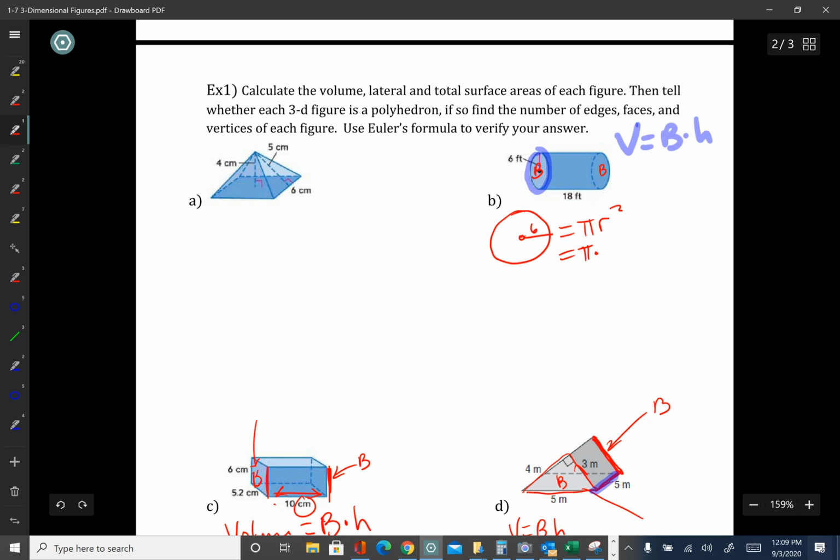So pi times 6 squared, right? The area of the base of a cylinder is pi r squared because the base is a circle and the area of a circle is pi r squared. So you end up with pi r squared h.